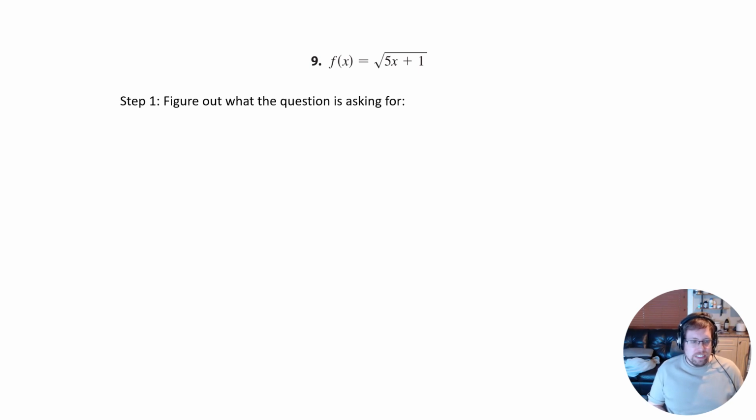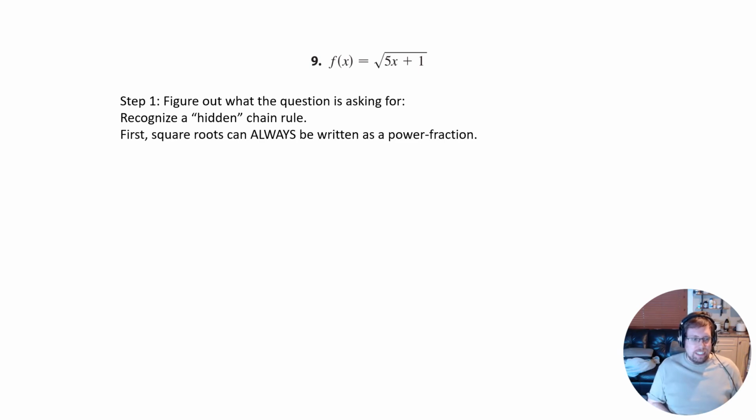Okay, so what is this question trying to ask? What is this question trying to teach you? Well, to recognize there can be a hidden chain rule. First, square roots can always be rewritten as a power fraction. So this is a simple example of just using x squared. First, you can see that there's sort of a hidden 2 that we don't write with the square root. So this can just be expressed as a fraction of 1 over 2.